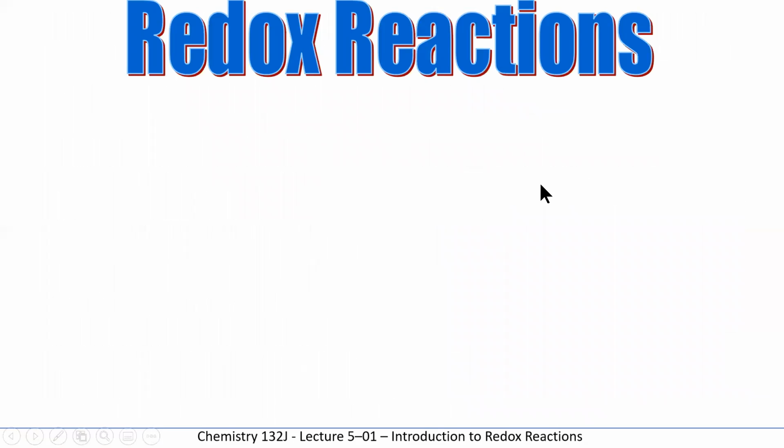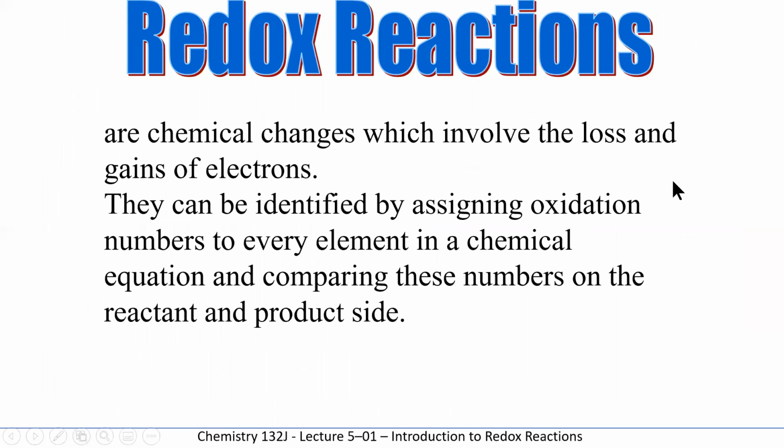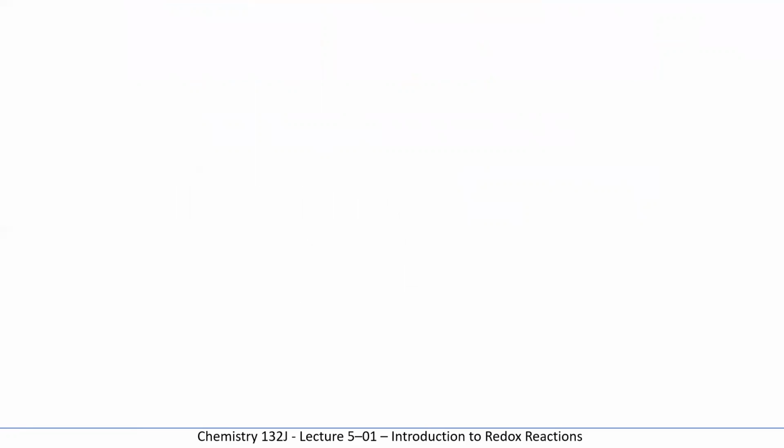So redox reactions, again, we're going to talk about how we can use oxidation states to determine what is oxidized and what is reduced, and in fact, whether or not the equation represents a redox reaction. So I'm going to show you now how to use oxidation states to make those identifications. We're going to look at some reactions here.